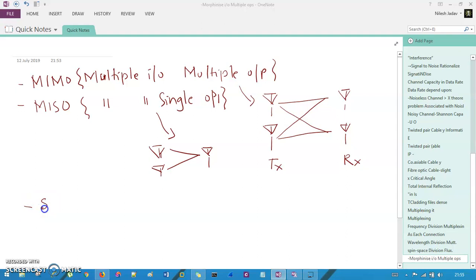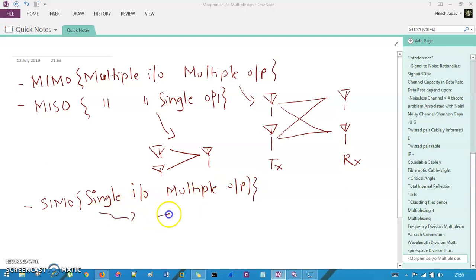Now we have something called SIMO. SIMO stands for single input, however, multiple output. So it looks something like this. You have seen it, you can understand it. I have a single antenna here, but there are multiple antennas at the receiver side. So I can send the data to these two antennas at the receiver side.